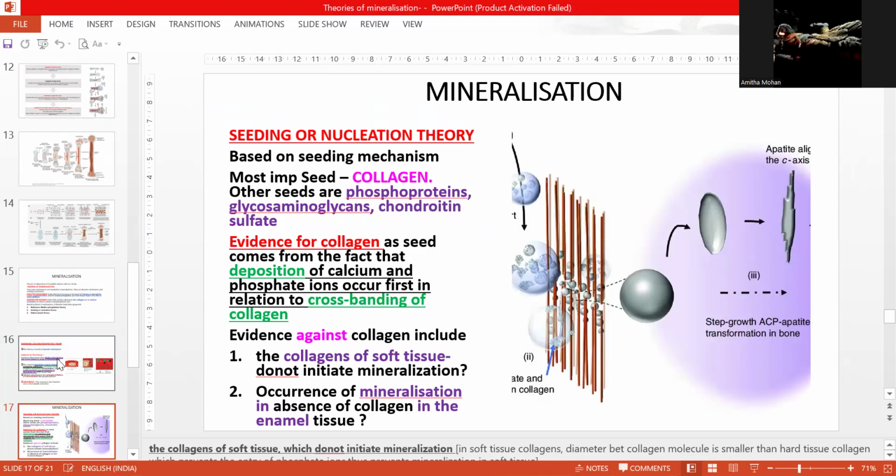Coming to the seeding or nucleation theory, which is based on the seeding mechanism, the most important seed is collagen. Other seeds are phosphoproteins, glycosaminoglycans, and chondroitin sulfate. Evidence for collagen as a seed comes from the fact that deposition of calcium and phosphate ions occurs first in relation to the cross-banding of collagen. Now, there is evidence against this theory. How does the collagen of soft tissue not initiate mineralization? And how does mineralization occur in the absence of collagen in enamel tissue?